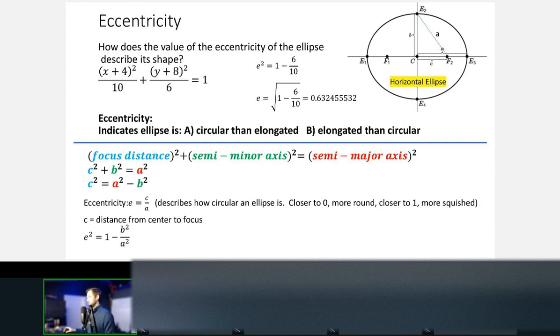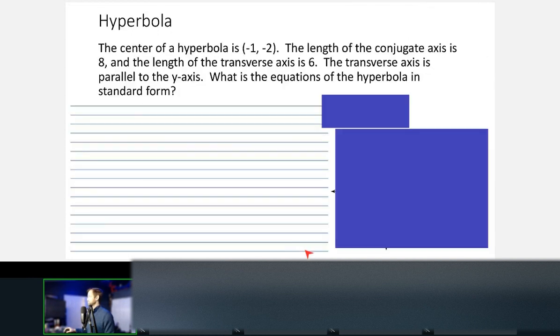The answer is B. It is definitely more elongated than circular because it is closer to 1. So if it's closer to 1, then it's more squished, or more elongated. So yeah, the answer is B. And you should have seen a problem like this in your module, so nothing new.